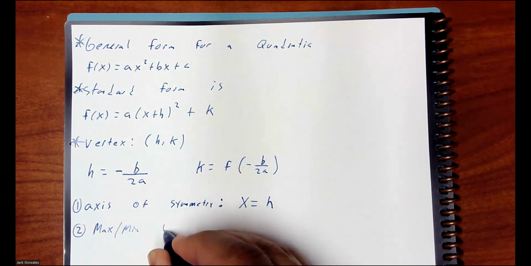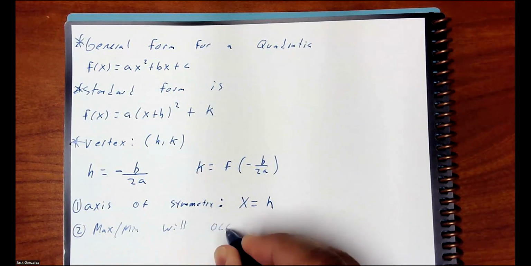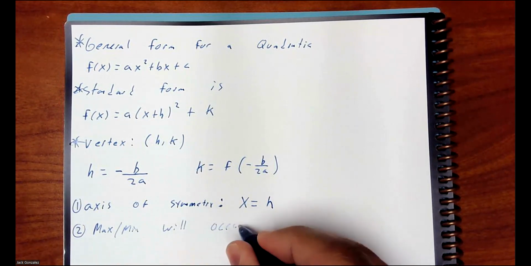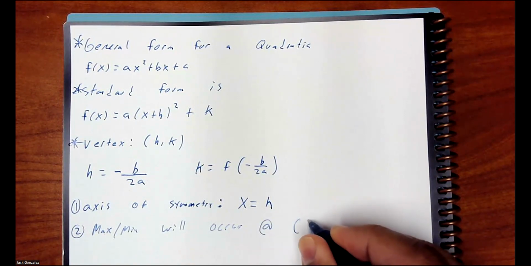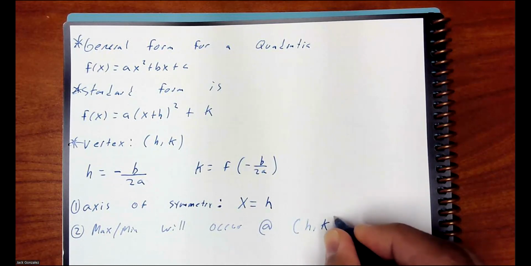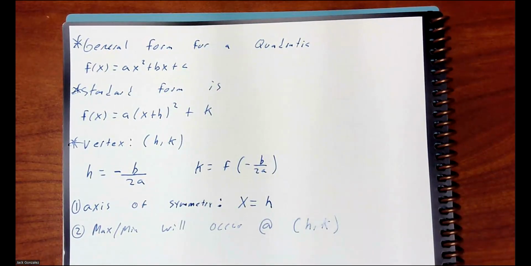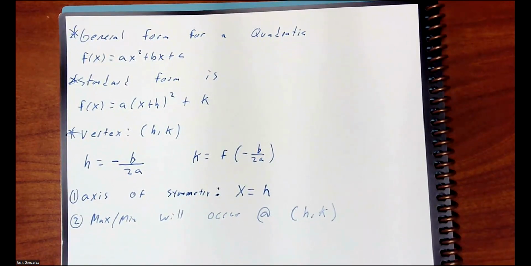Max/minimum will occur at your vertex. So if they're asking for a minimum or maximum, just give them the vertex. Just make sure you know, is it opening up or down?